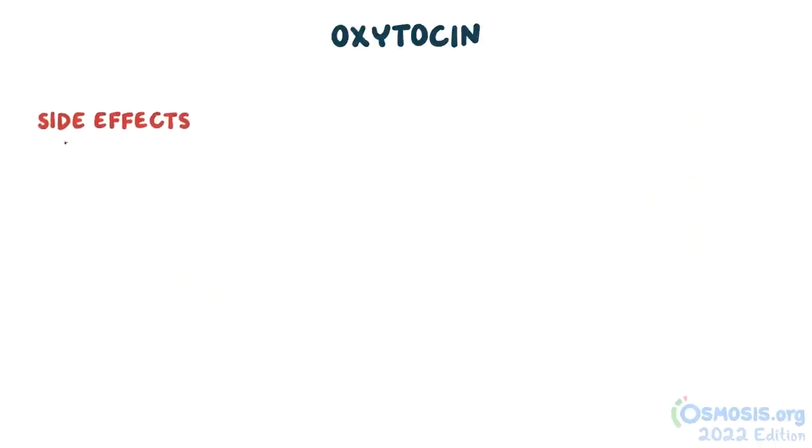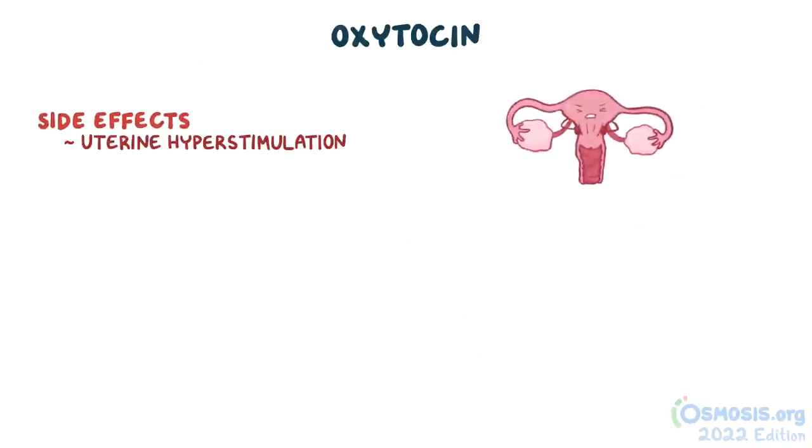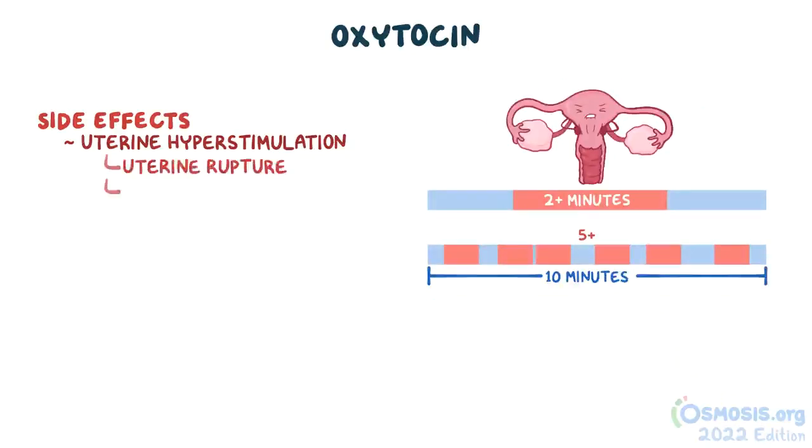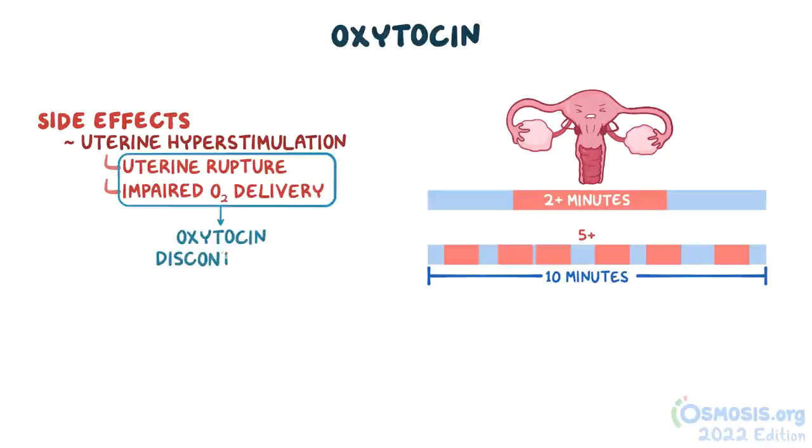Finally, a situation called uterine hyperstimulation can occur where uterine contractions are too long, lasting 2 minutes or more, or too frequent, with 5 or more in 10 minutes. Uterine hyperstimulation can cause uterine rupture or impaired oxygen delivery to the baby, which are obviously serious complications, so if this happens, oxytocin administration should be discontinued right away. Now moving on to ergonovine.